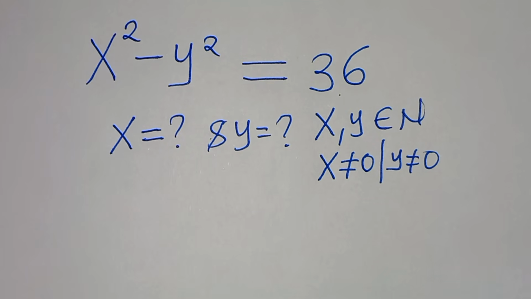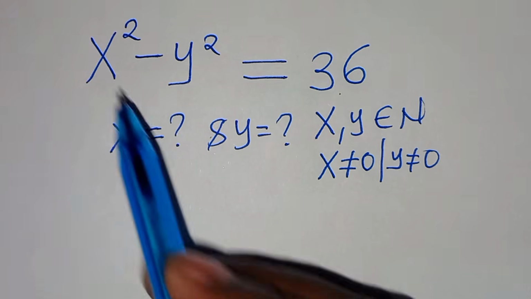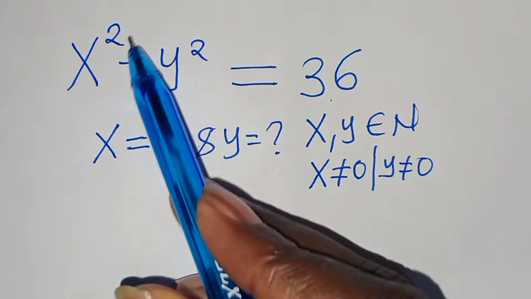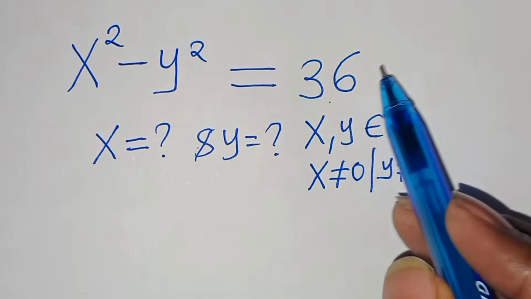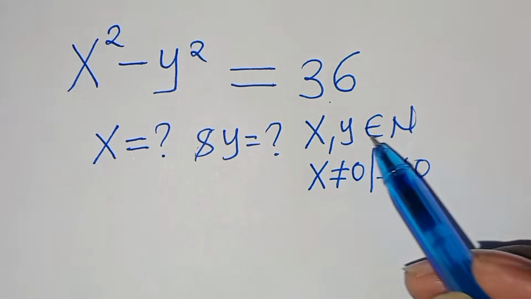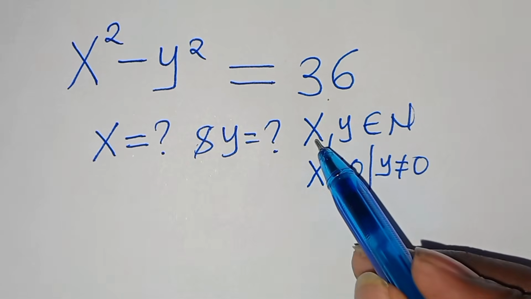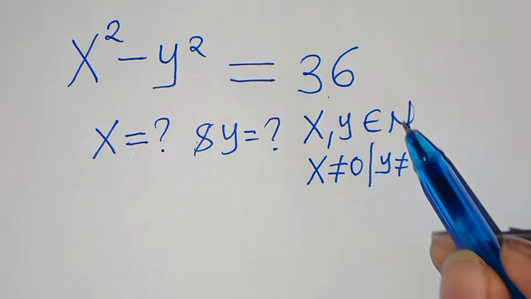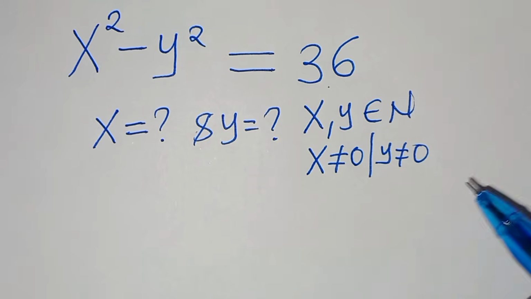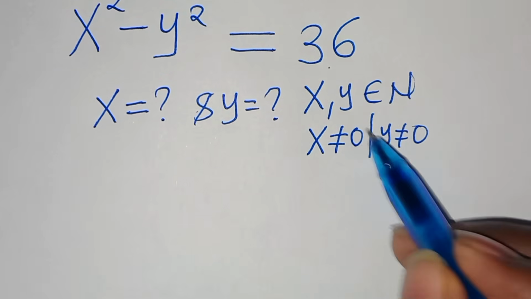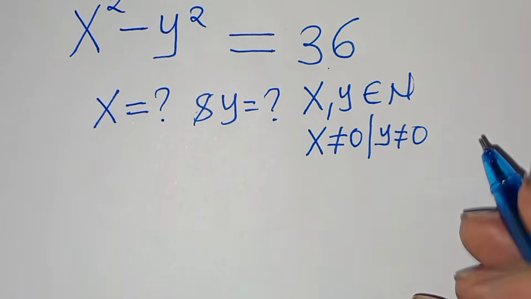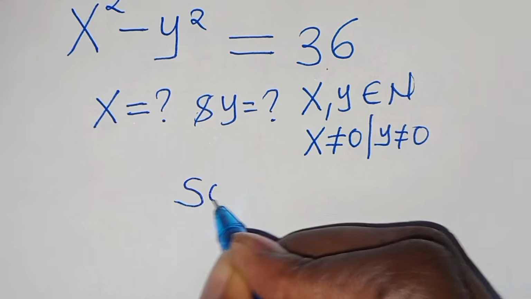Hello everyone, you're welcome to solve this nice algebra problem, which is x squared minus y squared equal to 36. What is the value of x and what is the value of y, given that x and y are members of natural numbers? Then you find that x is not equal to 0 and y is not equal to 0. So let's provide a solution from here.